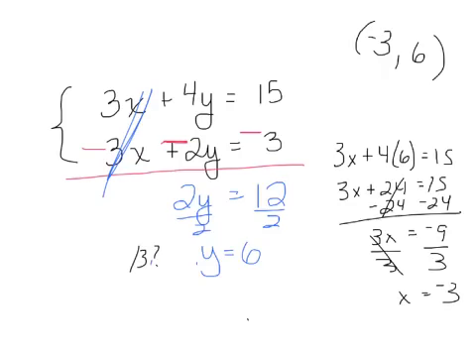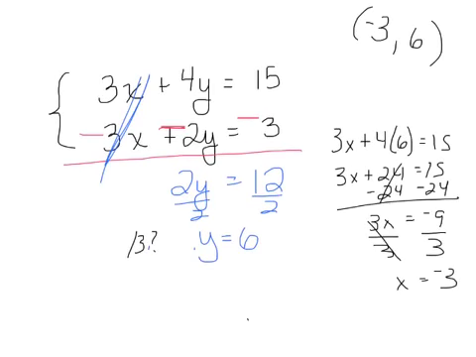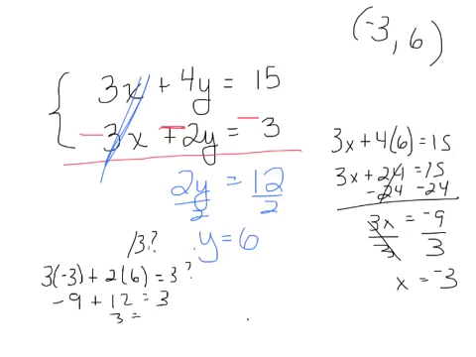Let's check my answer once again. Does 3 times -3 plus 2 times 6 equal 3? In this case, I get -9 plus 12 equals 3, so 3 equals 3. So my answer checks, and I've confirmed that I have indeed come up with the solution.